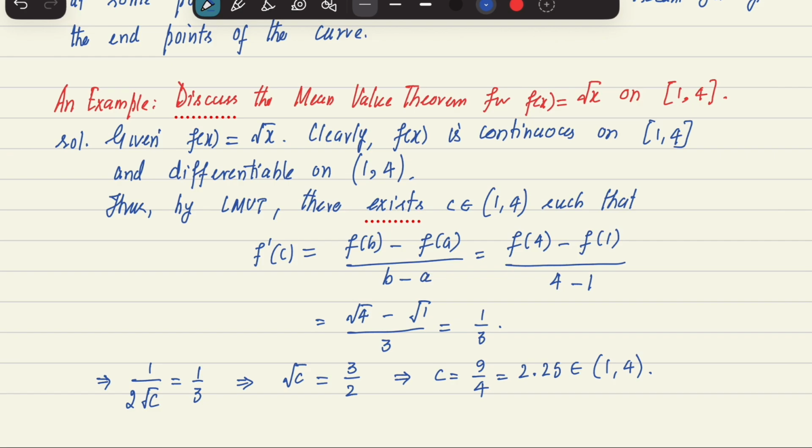So therefore we have found a point 2.25 which belongs to the open interval (1, 4), and this is the point where the tangent will be parallel to the secant joining the endpoints of the curve square root of x.